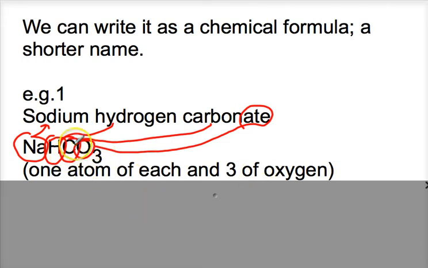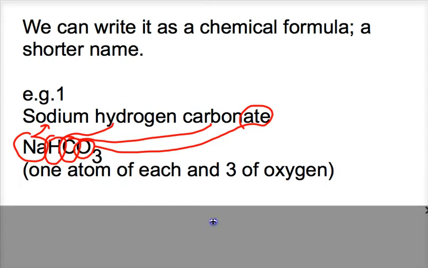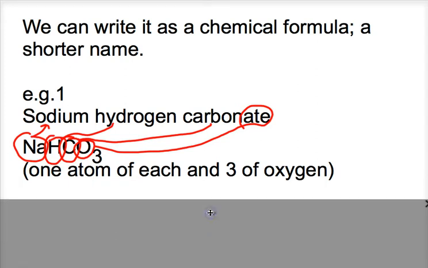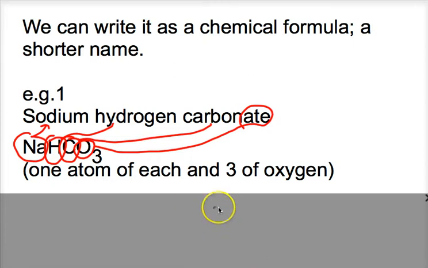There's no number after the C. That doesn't mean there are no carbons. It means there's one carbon atom in this compound, 1 hydrogen atom in the compound, and 1 sodium atom in the compound. So this shorthand version is telling us a lot about the sodium hydrogen carbonate compound. Let's look at some other examples.